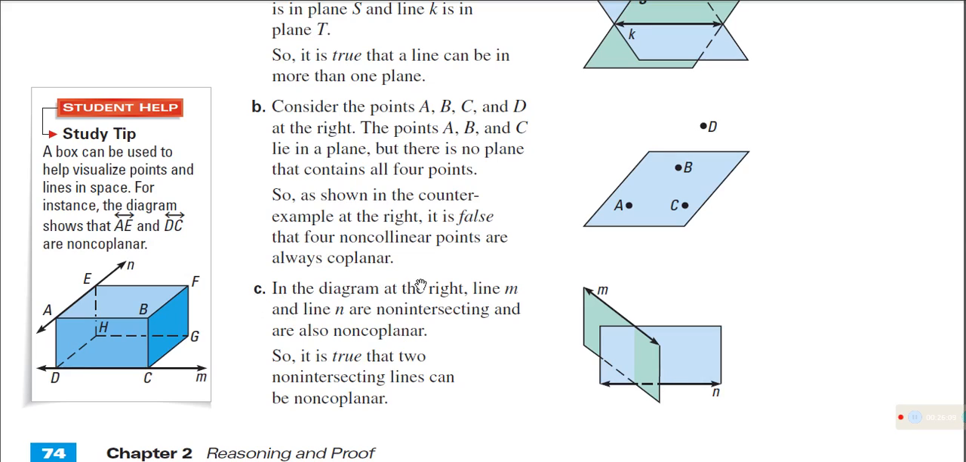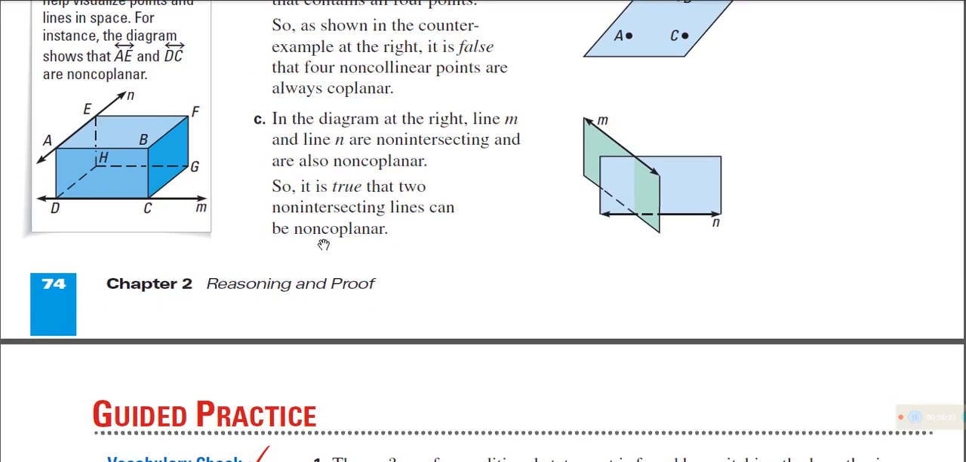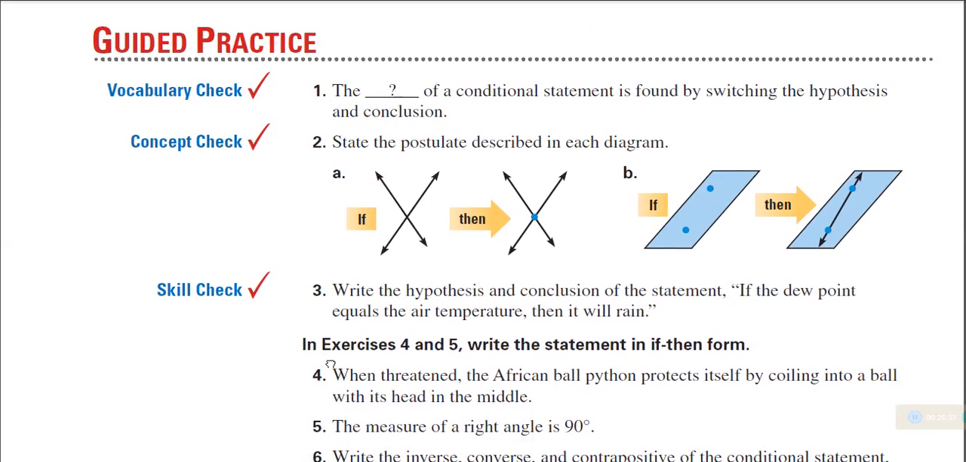So, in the diagram in the right, line M and line N are non-intersecting. And also, they are non-coplanar. So, they are skewed. May term tayo na ginagamit dito, skewed lines. So, skewed lines are two lines that are non-parallel, but they will never meet no matter what you do kasi they are contained in two different planes. So, it is true that two non-intersecting lines can be non-coplanar. Okay.